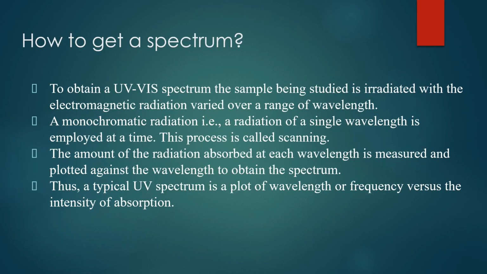Now, how do we get a spectrum? How can we get a UV visible spectrum? For that, the sample we have to study is irradiated with electromagnetic radiation over a range of wavelengths, using monochromatic radiation. Monochromatic radiation means a radiation of a single wavelength is employed at a time, and this process is called scanning. The amount of radiation absorbed at each wavelength is measured and plotted against the wavelength to obtain a spectrum. A typical UV visible spectrum is the plot of wavelength or frequency versus intensity of absorption.